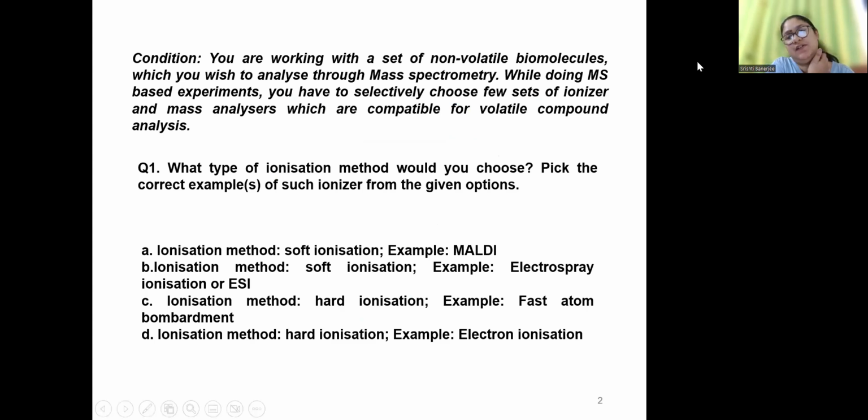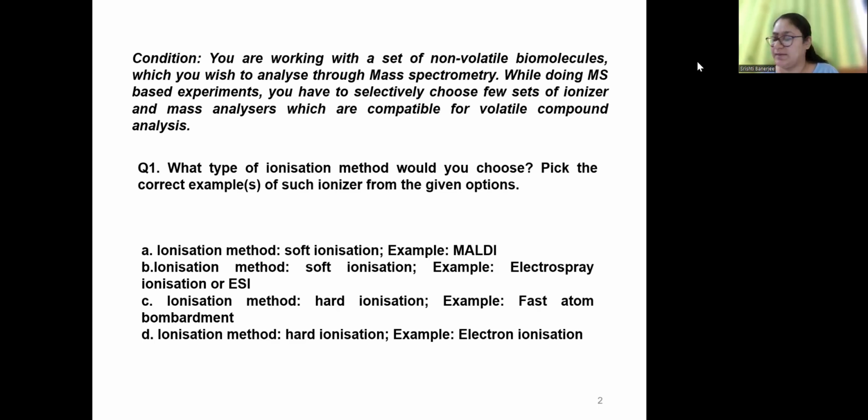So we have a condition here. The condition is that we are given a set of non-volatile biomolecules and we wish to analyze it through mass spec. While doing MS-based experiments, we have to selectively choose a few sets of ionizers and mass analyzers which are compatible for volatile compounds or non-volatile compounds. So whenever we are assigned some compound which needs to be analyzed using a mass spec, the sample is very important, what kind of sample it is and which kind of mass analyzers or ionization techniques we have to use for doing the experiment.